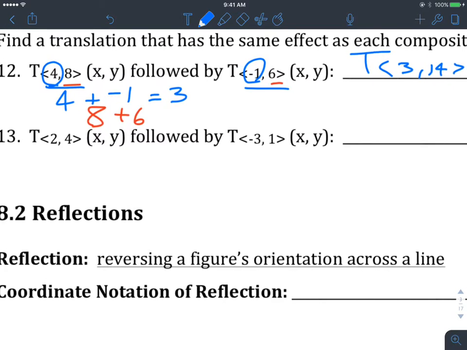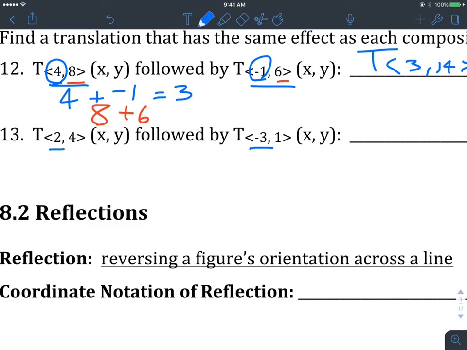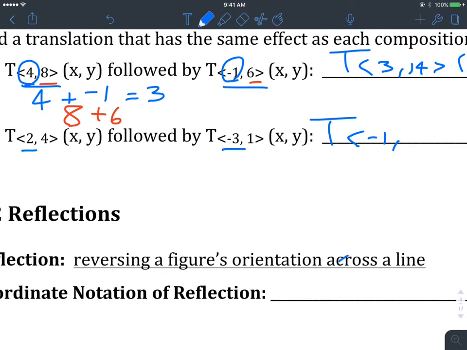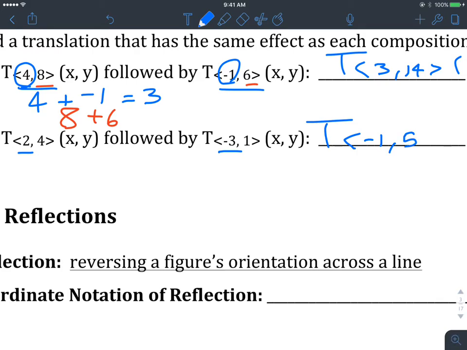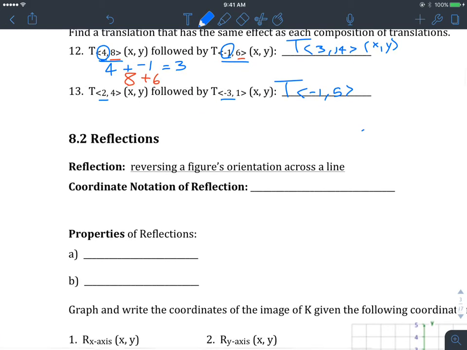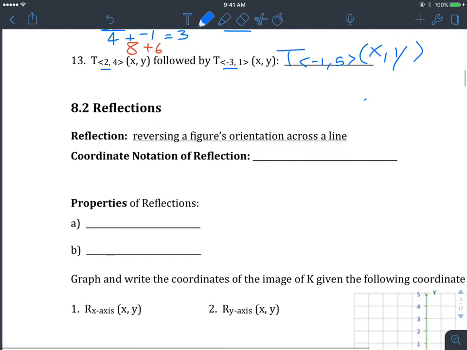Alright, so this one here is kind of the same thing, different numbers: 2, -3. If I combine those, that'll be -1. So you're just adding them. And then you've got 4 and then 1 right there. You add those up, you get 5. And that's it for that section. So that's all your translations right there.